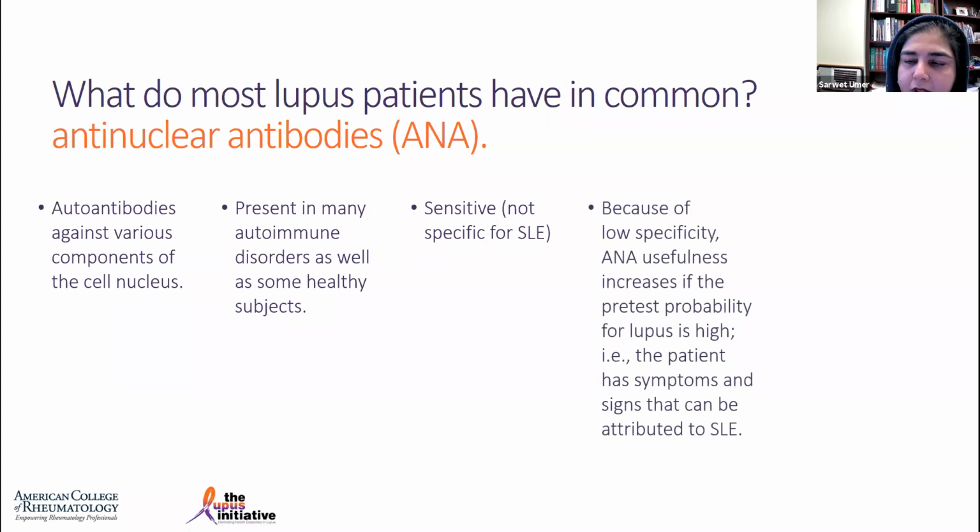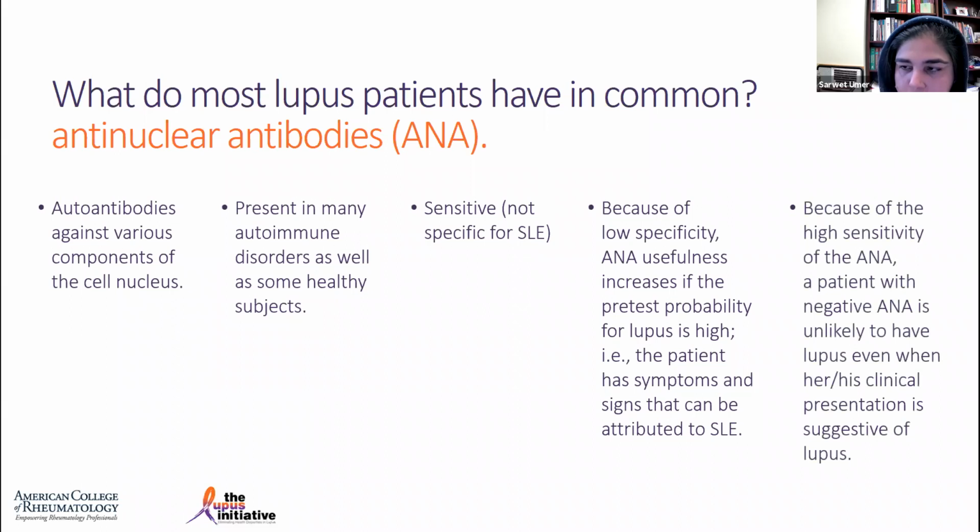Because of the low specificity, ANA usefulness increases if the pretest probability for lupus is high, when the patient has signs and symptoms which can be attributed to SLE. Because of the high sensitivity of ANA, if you are seeing somebody that you think has lupus and their ANA is negative, we may have to revisit the diagnosis. It may be a different disease. I have sometimes seen an ANA negative lupus patient, but it's very rare.